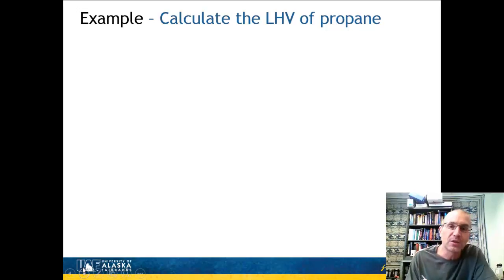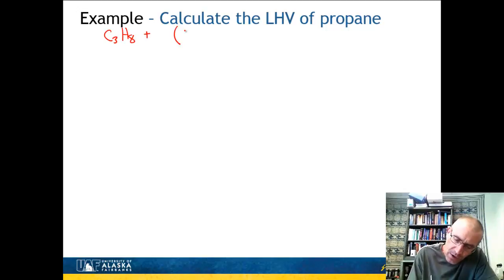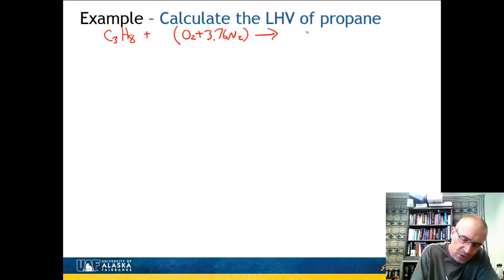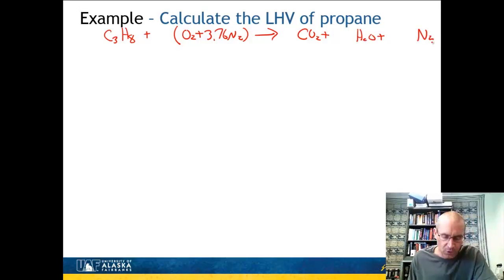So first we need to balance our equation for propane with stoichiometric air. Propane is C3H8, and the chemical formulas are all given in Table A1. You don't need to memorize those. Plus, now we've got our air, O2 plus 3.76 N2. And complete combustion is going to form CO2 plus H2O plus nitrogen. Then we'll go ahead and balance that equation.